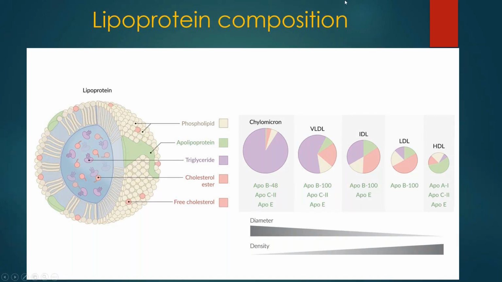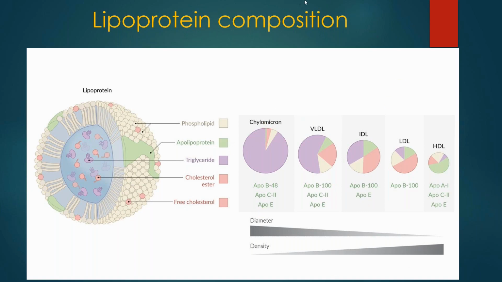So this color shows you the triglyceride. This is the phospholipid composition, cholesterol and free cholesterol. You can see there's a lot of triglyceride initially in the chylomicron. This is the molecule which comes to the liver first from the intestine, and later on it is broken down into different lipoprotein molecules. And LDL, as you all know, is the major culprit for atherosclerosis, and HDL is the good cholesterol.